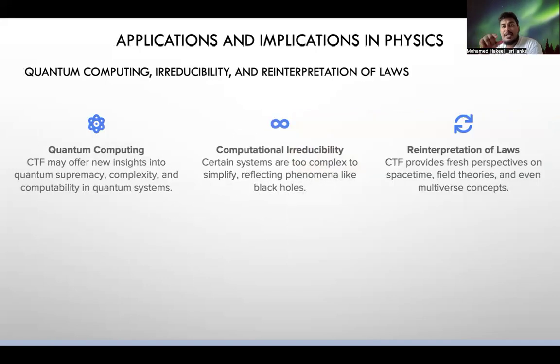And applications and implications in physics: quantum computing, irreducibility, and reinterpretation of laws. Quantum computing: CTF may offer new insights into quantum supremacy, complexity, and computability in quantum systems. Computational irreducibility: certain systems are too complex to simplify, reflecting phenomena like black holes. Reinterpretation of laws: CTF provides fresh perspectives on space-time, field theories, and even multiverse concepts.